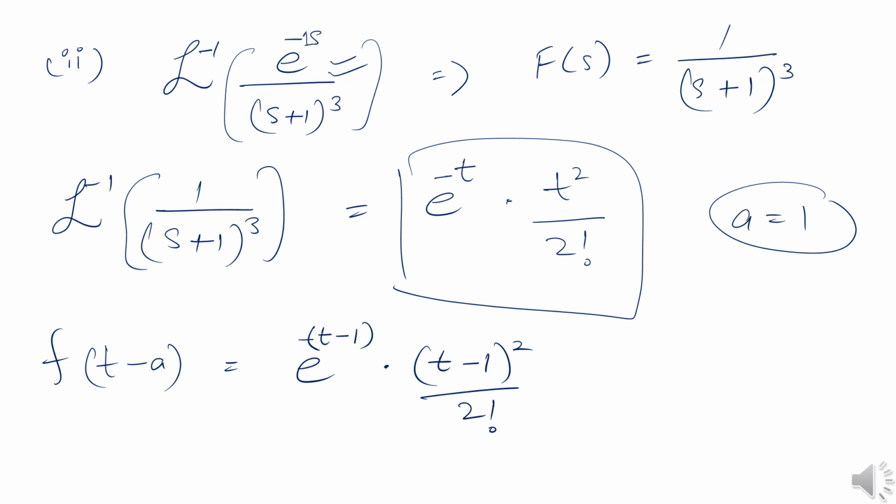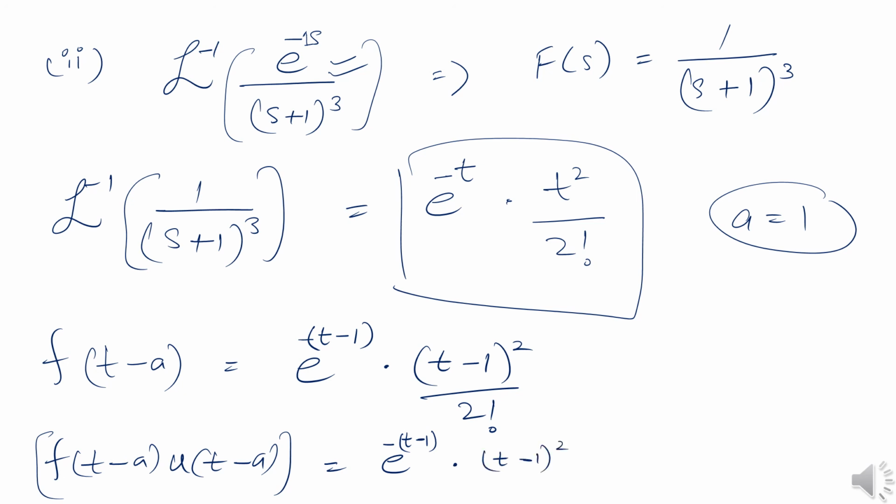Now I can write it as f(t minus a) multiplied by the unit step of t minus a. That will be equal to e raised to the power negative (t minus 1) multiplied by (t minus 1) whole squared divided by 2 factorial, multiplied by the unit step of t minus 1. So that is our final answer, and I hope this example is very clear to you.